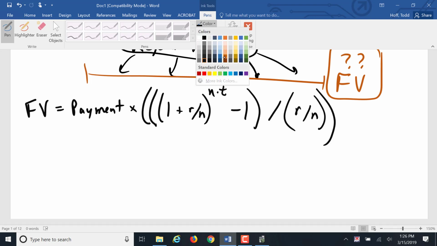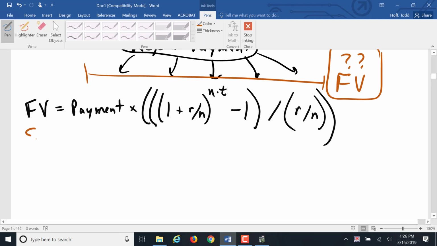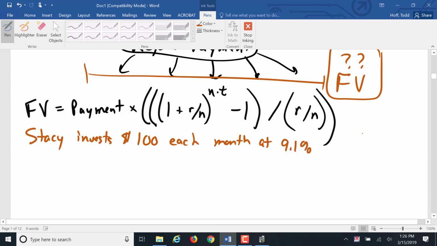Let's take a look at an example of how this works. So we have Stacy, who invests $100 each month at 9.1% interest. How much will Stacy have in 25 years?